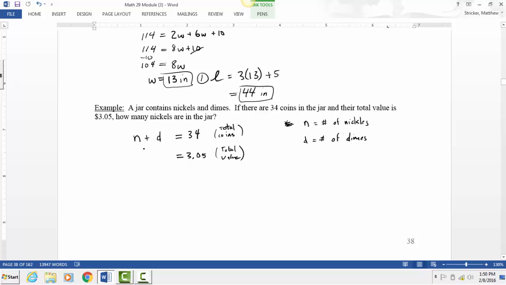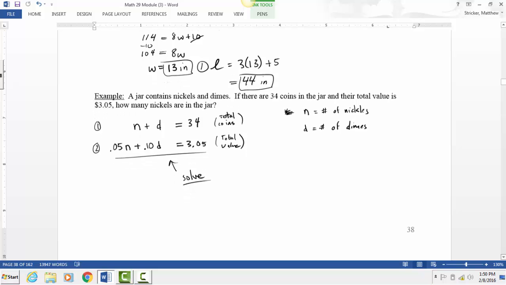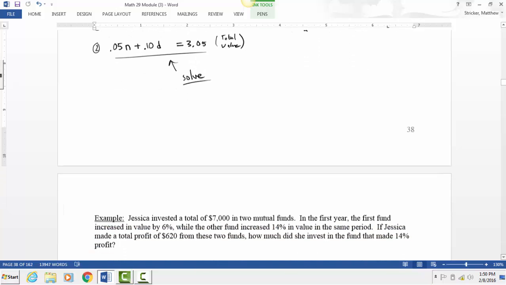And in value, we have to take the number of nickels and multiply it by how much a nickel is worth. Well, that's 5 cents. And then we add that to how much a dime's worth times the number of dimes. So that's 10 cents per dime times the number of dimes will give you a total value of 305. And those are two equations. And you just want to go ahead and solve that. We're not going to do that in this video because that's something we practice enough now. Okay, I'm going to go ahead and move on to the fourth example.